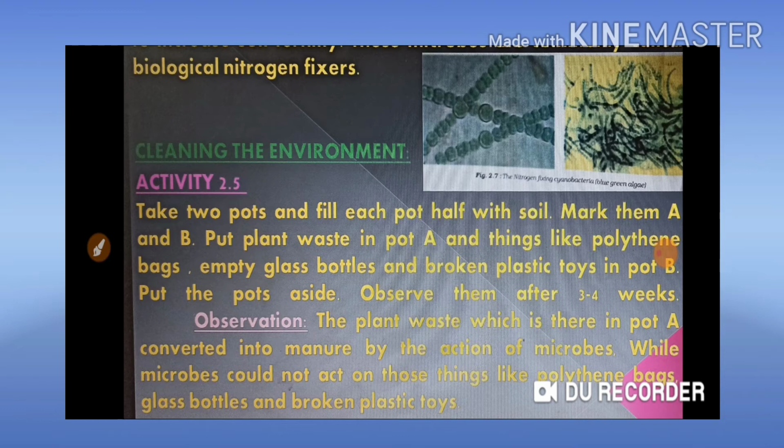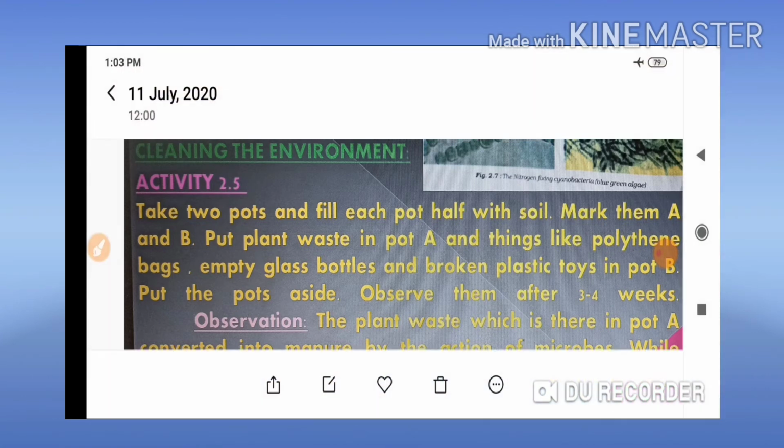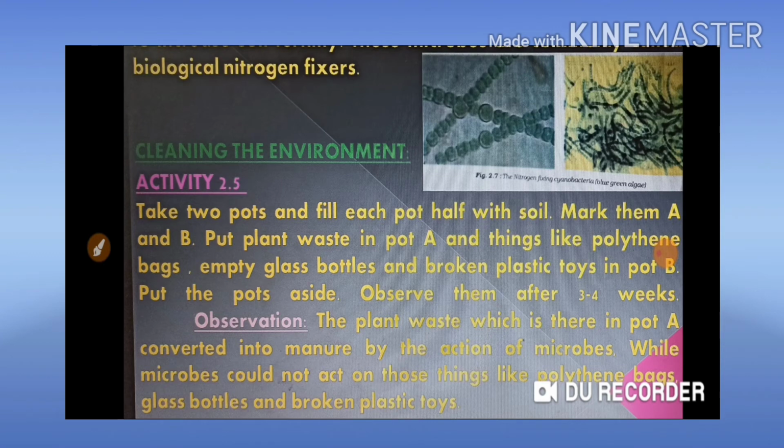Put things like polythene bags, empty glass bottles and broken plastic toys in pot B. That is, polythene bags, plastic bags, glass bottles or broken plastic toys. Everything we have in a house, so you can do this activity at home also. Got my point? Then keep these two pots aside for three to four weeks, and after that you can observe those two pots.